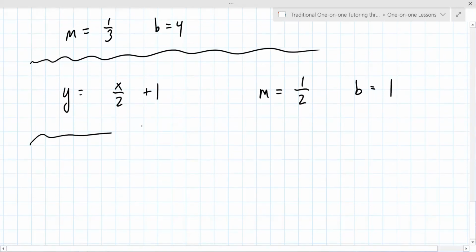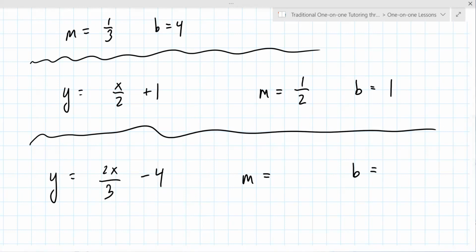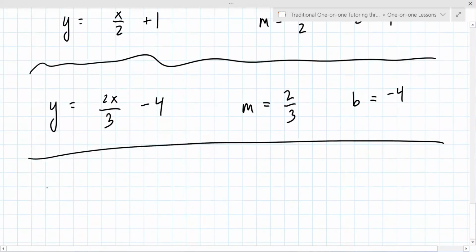Okay, let's try another one here. Let's say y equals 2x over 3 minus 4. What is the slope? What is the b value? What is the number in front of x? 2/3. That's the slope. What's the b value? What's the other number? -4. Excellent. Great.